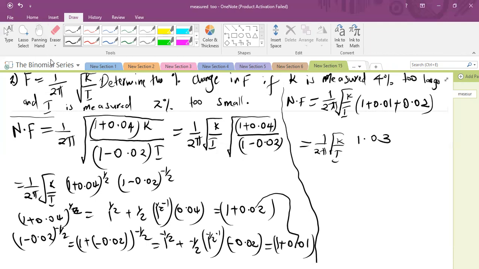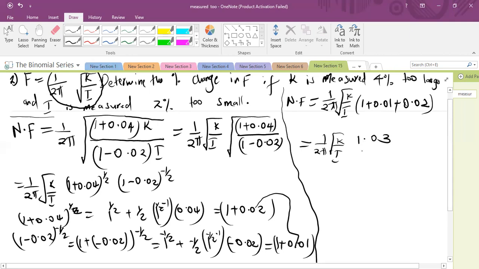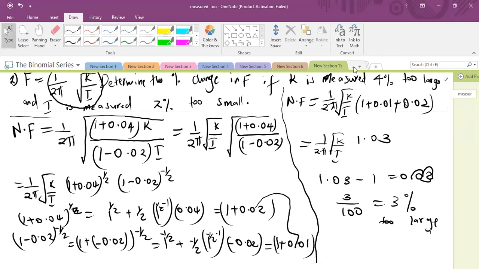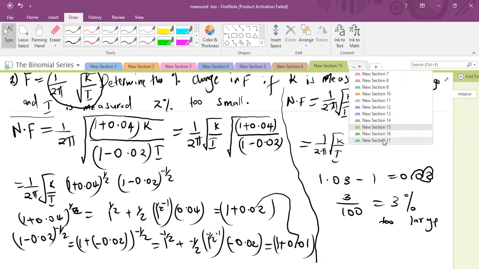1.03. Now, initially, as we can see, our value of F was whole, it was 1. But right now, we have our new F being 1.03. So basically, it's an increase. And it is an increase of, so 1.03, the new value, minus 1, we get 0.03. So obviously, this has increased by, let's put it into percentage, it will be 3 over 100, which is the same as 3%. So 3% too large. It is an increase. So 3% too large.